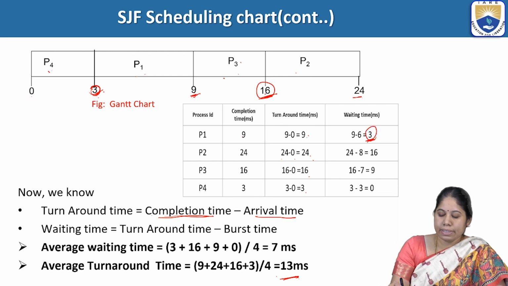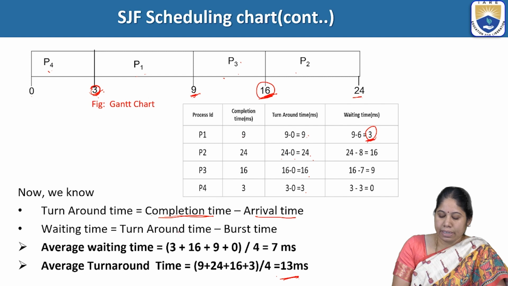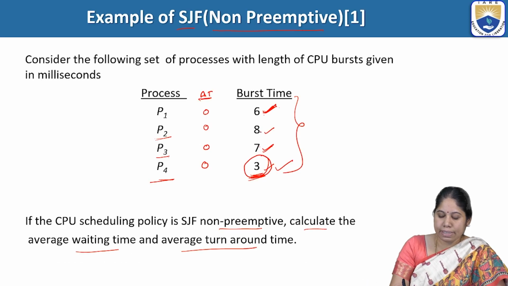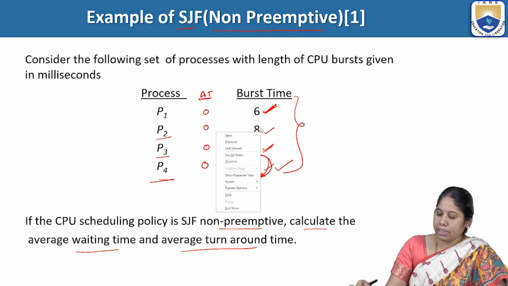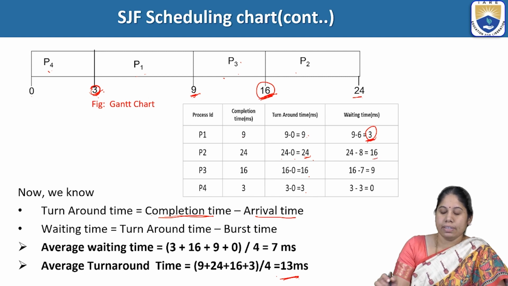For P2, 16. The P2 has waited 16 milliseconds in the ready queue. Right? Let us see the turnaround time of P2. Turnaround time of P2 is 24 minus burst time, 8. 24 minus 8 equal to 16. So 16. This is matching. Right?